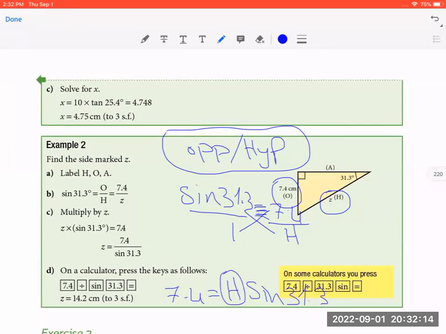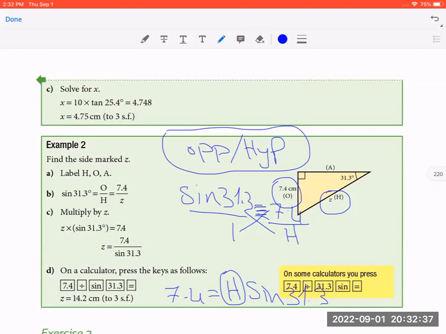So you're going to move the sine 31.3 to the other side. Is it going to divide sine 31.3? Yes. So H is going to be 7.4 over sine 31.3. Yes, brilliant. Can you use your calculator, please, and find it to three significant figures?